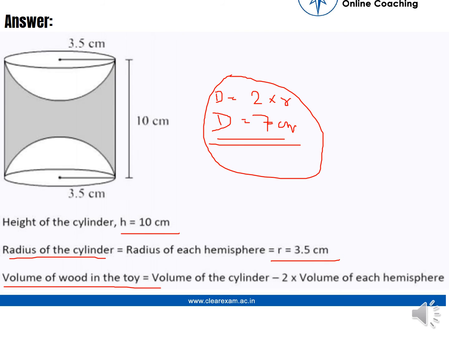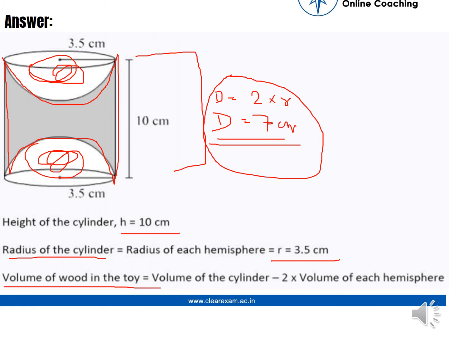So it is the volume of this cylinder minus twice the volume of each hemisphere. From both hemispheres we need to subtract this, so we will be left with this shaded part in here. So total volume minus twice, because we have two hemispheres, minus both the volumes of these hemispheres.